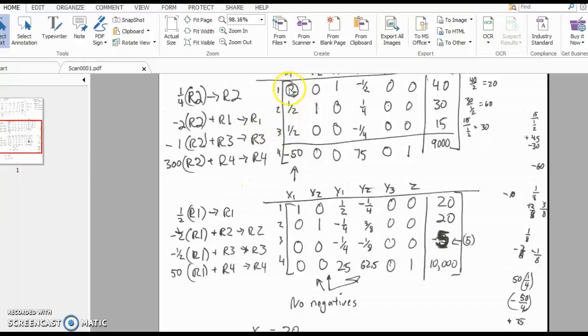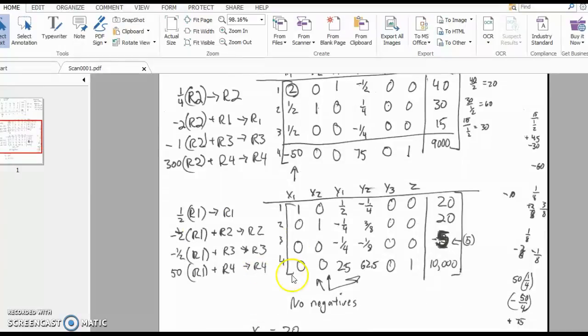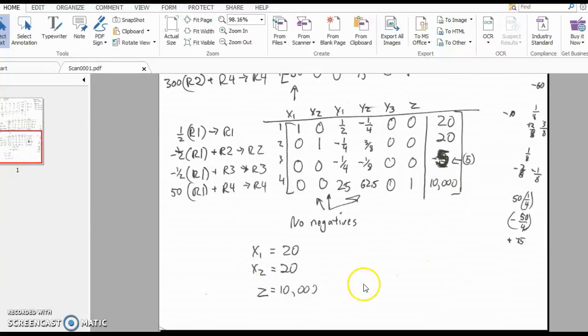So you want 2 to be equal to 1, and you want the rest of the numbers in x1 to be 0, right? So you set it up to where you get 1, 0, 0, 0. And after you do all your calculations, you discover that there are no negative numbers in the bottom, which means we are optimized. So you see x1 is equal to 20, x2 is also equal to 20, and z is 10,000, and that's our answer.